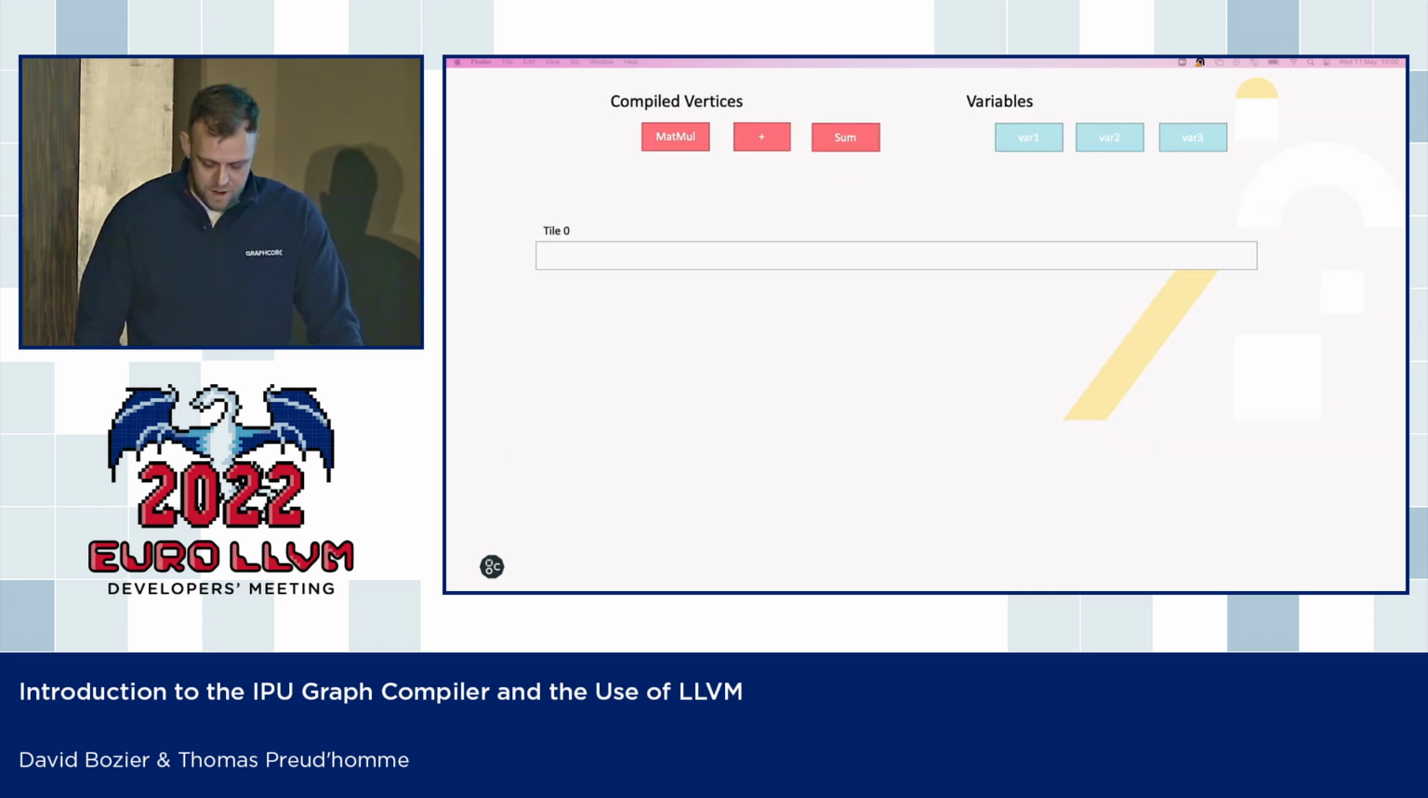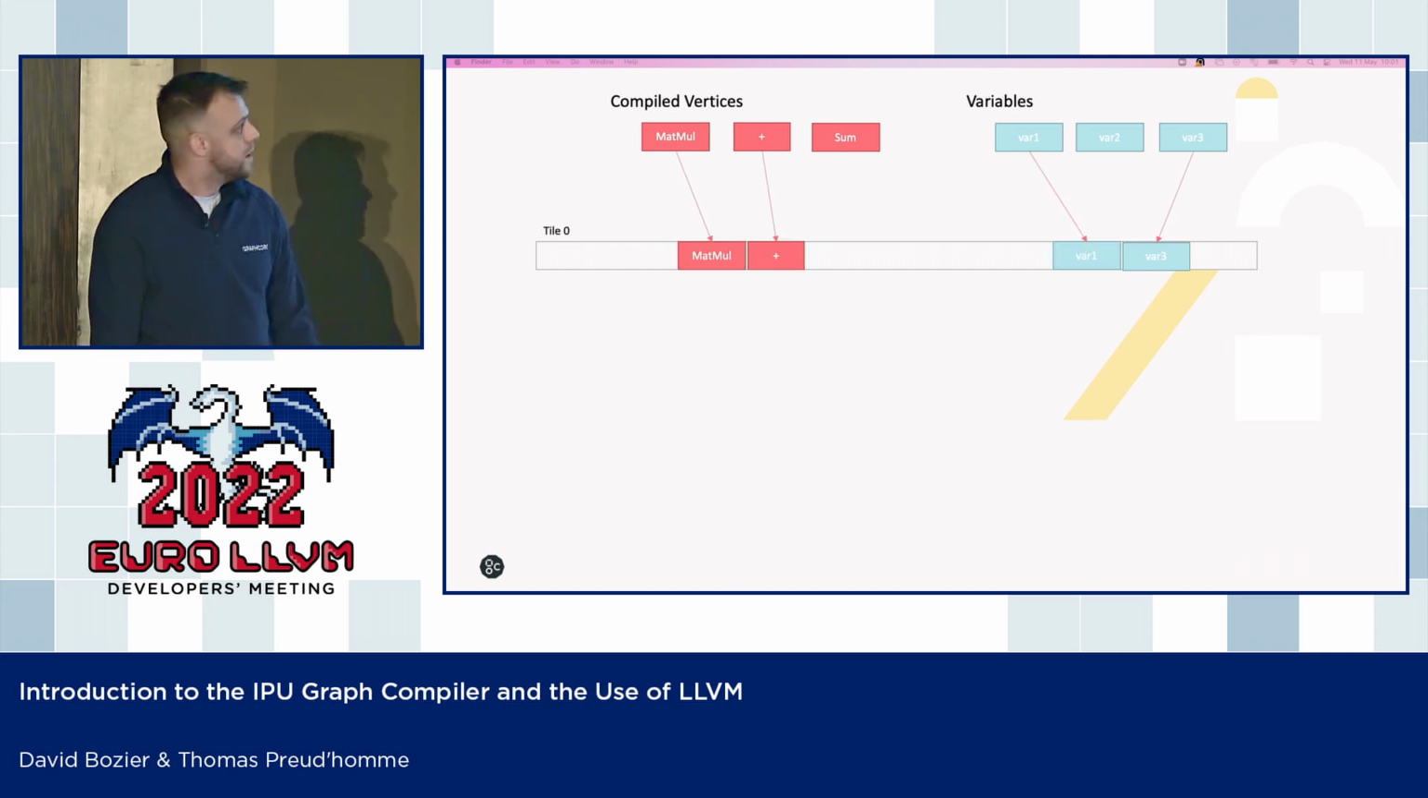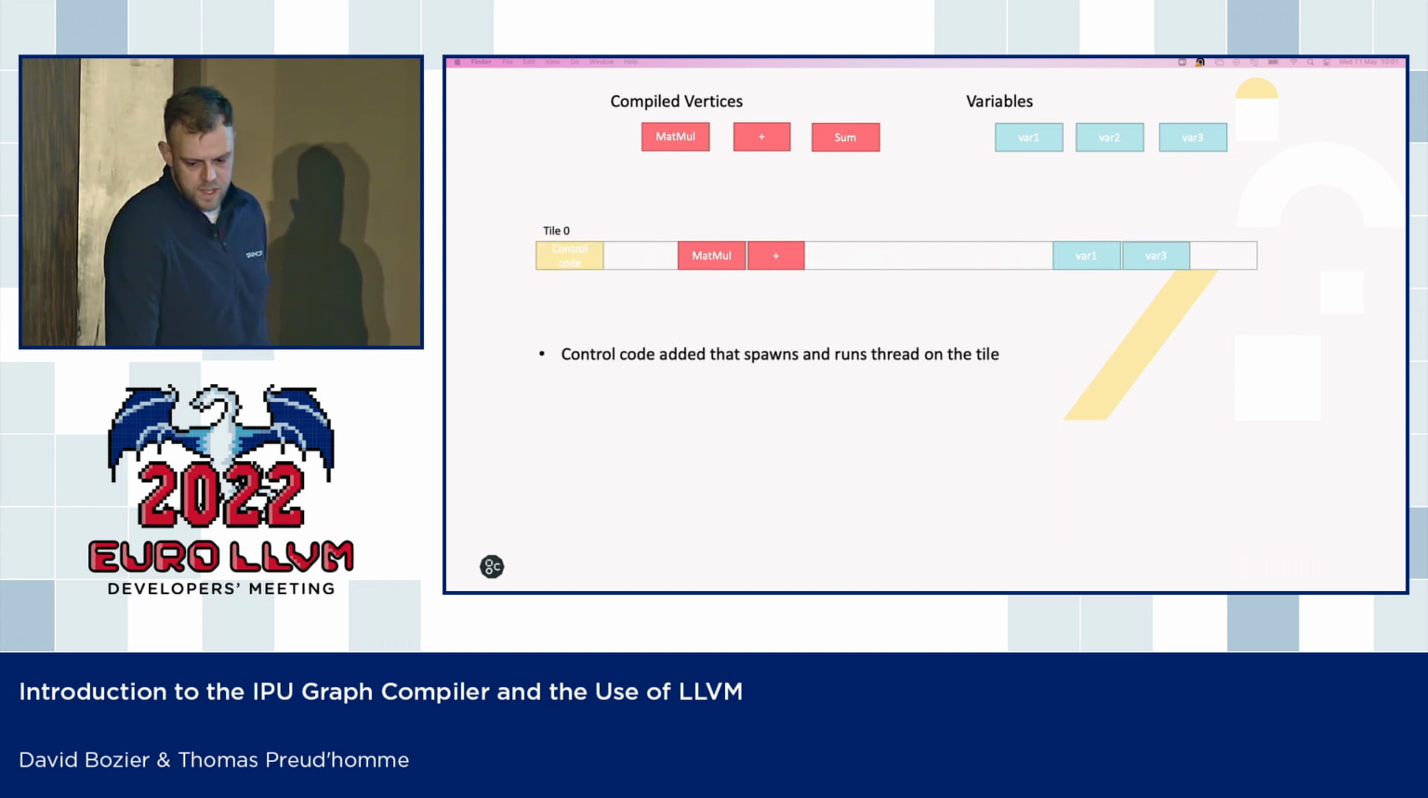So after that, we do the compilation and we have our binary machine code, and then we need to load it on the device. So once the graph builder has compiled all of the vertices and all of the variables, edge, compute sets, and programs, we are ready to create our binary image and load it onto a tile. So to start off, we simply add the vertices that we've compiled and our tensor data. Then we need to create some control code that is responsible for spawning and running the worker threads and executing these compute kernels. This main thread is called the supervisor.